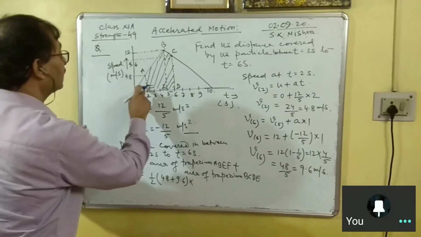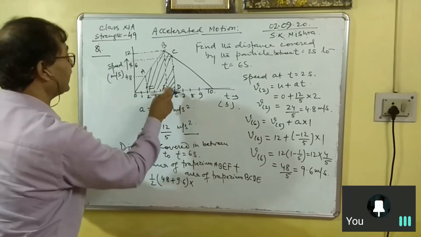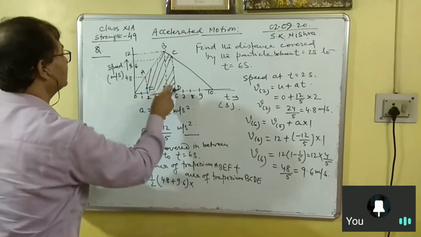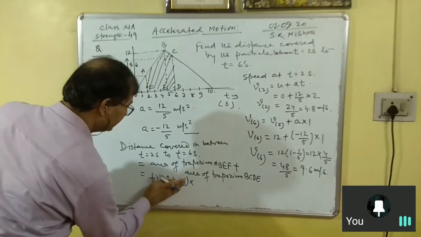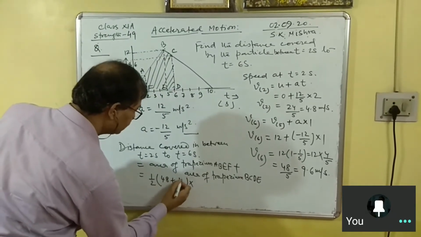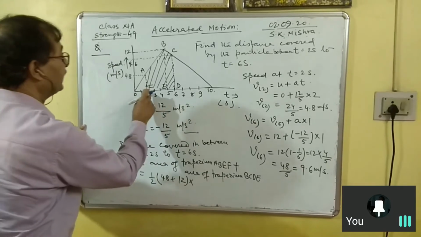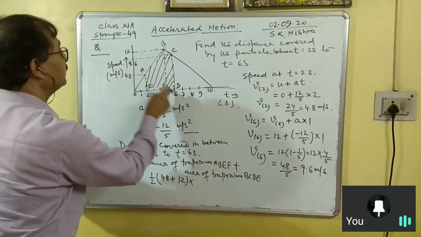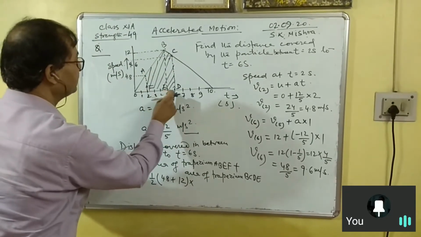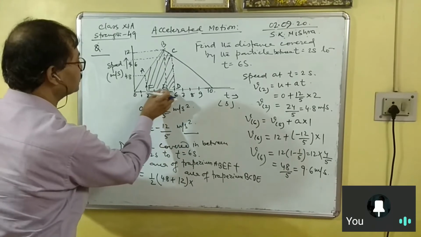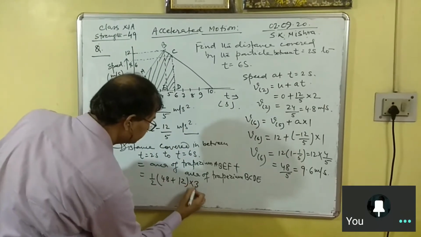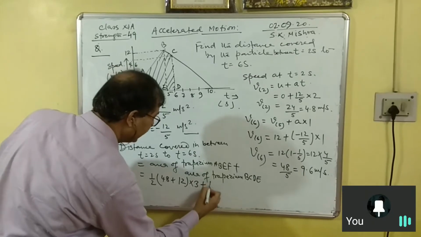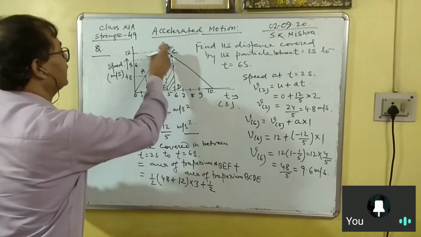No, this is 4.8 and you have to take this side. So this side is 12. So write here 12 only. 12 into the perpendicular distance between these two parallel sides. So from 2 to 5, the perpendicular distance is 3 seconds. Plus, again the area of the second trapezium, this one.